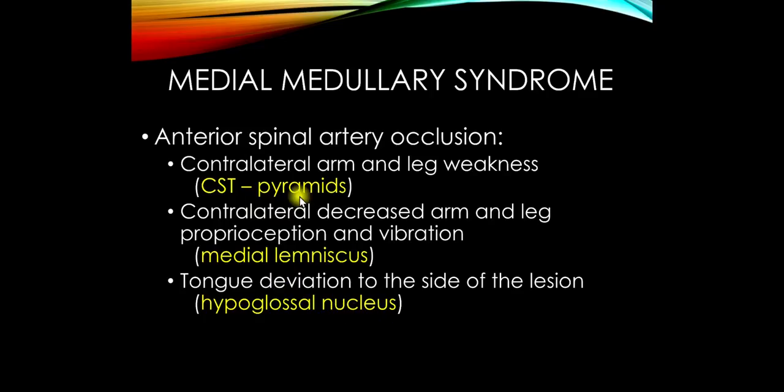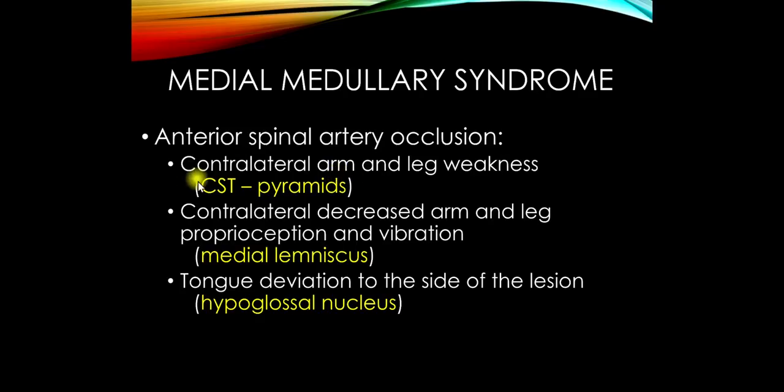All right, and so the anterior spinal artery branches off and dives deep down to supply the medial medulla. So if we have an occlusion there, then the patient will present with this syndrome. This is usually a stroke, so it comes on abruptly. And if you have a lesion of the corticospinal tract, remember the weakness is going to be on the opposite side. So we'll have contralateral weakness of the opposite arm and leg.